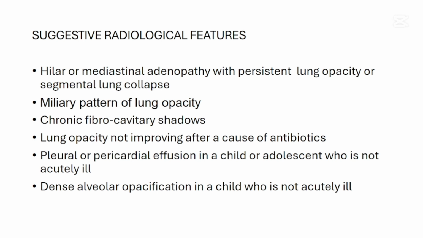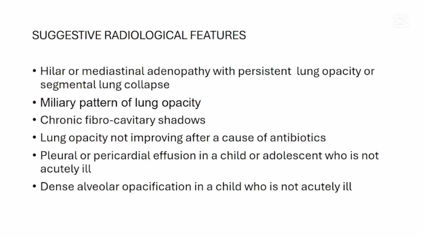They include hilar or mediastinal adenopathy with persistent lung opacities or some sort of segmental or subsegmental collapse. This is due to the hilar adenopathy. And apart from that, a miliary pattern, obviously it is mostly TB. And especially in adolescents, if they have chronic fibrocavitary shadows, it is also more likely TB. And if the child has lung opacities which are not improving with IV antibiotics, that means after a reasonable course of antibiotics, then you should investigate for TB.